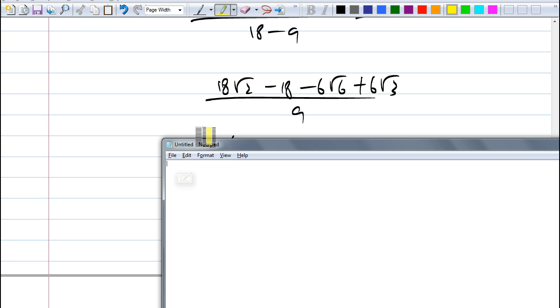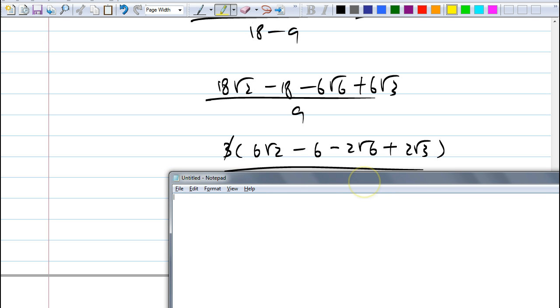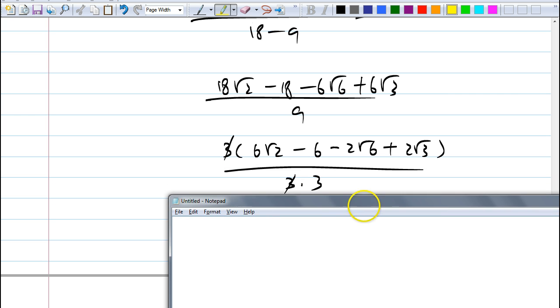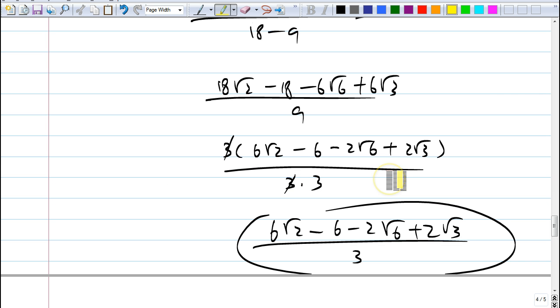Bella, what did you get when you simplify this? I got 6 rad 2 minus 2 rad 6 plus 2 rad 3. Correct. When you factor a 3 out of the numerator, you get 6 rad 2 minus 6 minus 2 rad 6 plus 2 rad 3 all over 3.